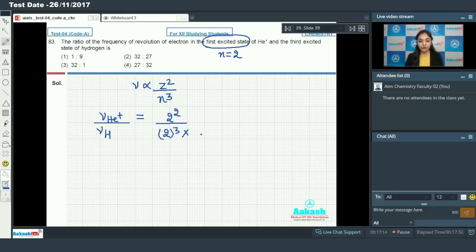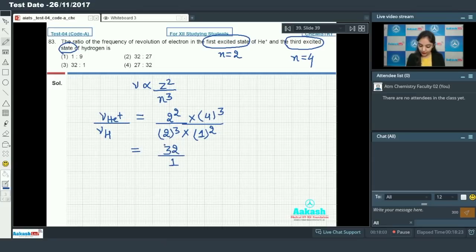Now z for hydrogen is equal to 1, and for hydrogen we have been asked for the third excited state, meaning n equal to 4. So here it will be 4 cube. So it will be equal to 32 divided by 1. The ratio will be 32 is to 1. So option number 3 is our correct answer.